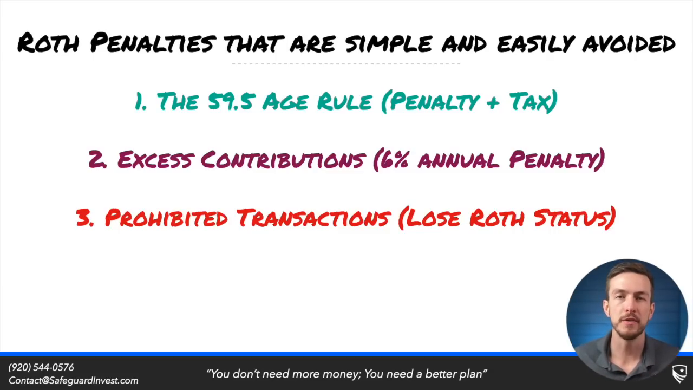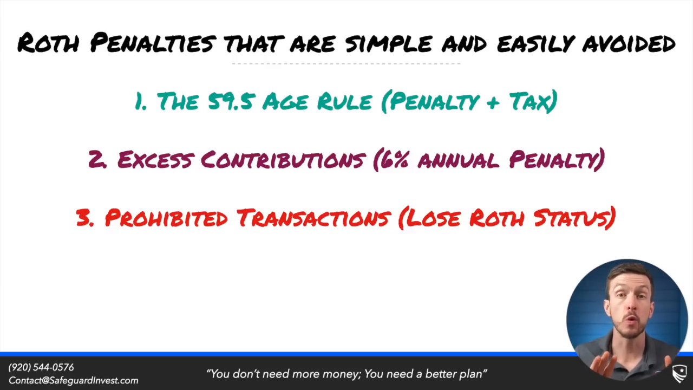The next penalty is one that you might see if you over-contribute to a Roth IRA. Say you forgot you made a contribution earlier in the year, and because of this, you basically doubled up on your Roth contribution. You will need to reverse this contribution or see a 6% penalty per year on the amount that you over-contributed.